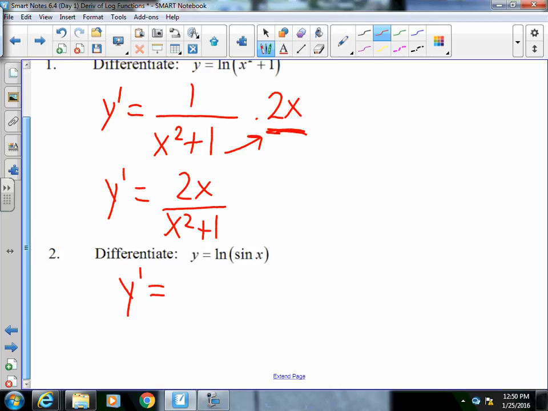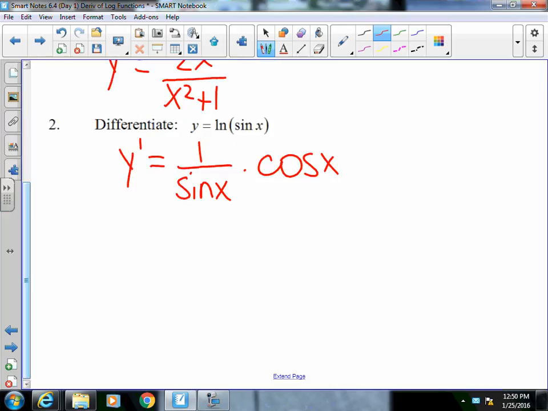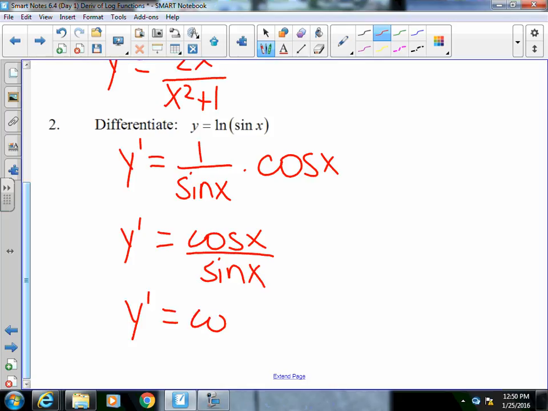So we've got ln of sine of x, which gives us 1 over sine of x. Multiply by sine of x's derivative, which is cosine of x. We end up with cosine over sine, which is the same thing as cotangent.